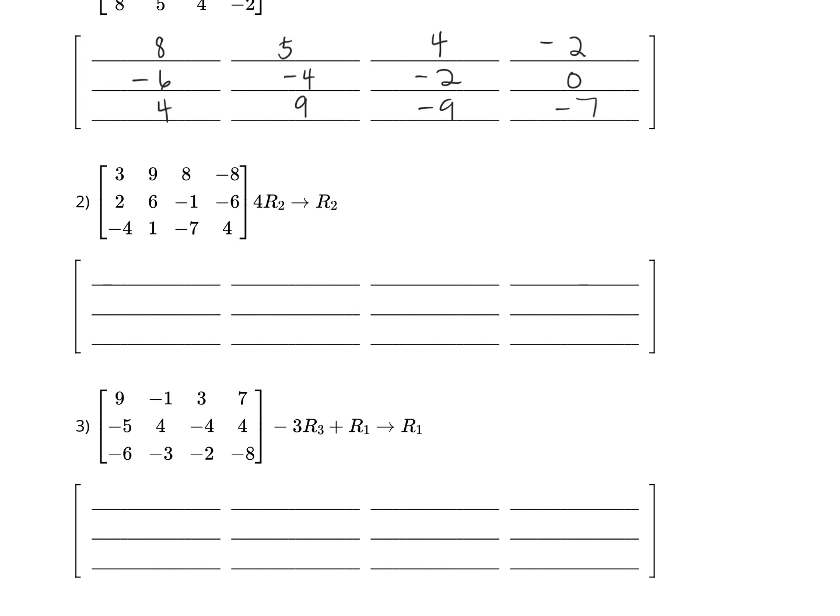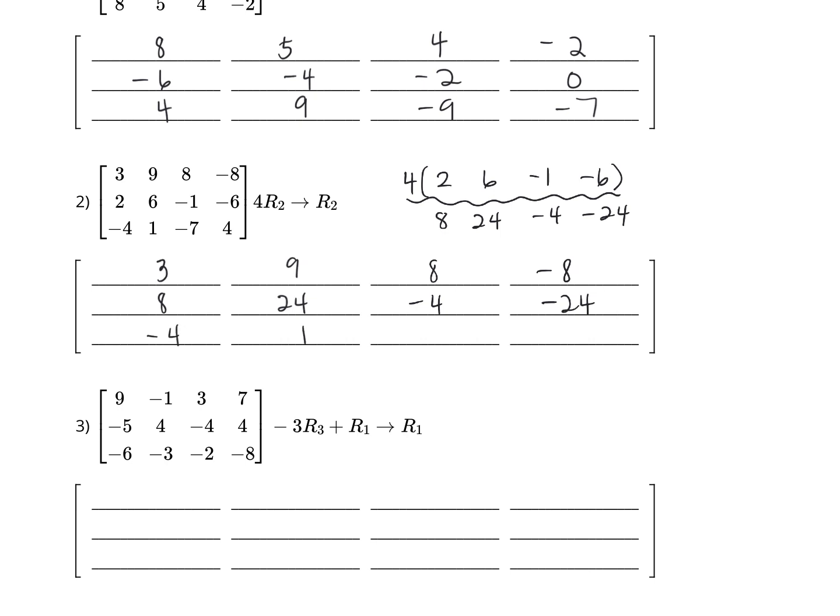The second one, they want us to multiply row 2 by 4 and then replace row 2 with that. So we're going to do 4 times row 2, 2, 6, negative 1, negative 6. And when we distribute that through, we will get 8, 24, negative 4, negative 24. So that's going to become our new row 2. So 8, 24, negative 4, negative 24. And then the rest of the rows stay the same. So 3, 9, 8, negative 8, and negative 4, 1, negative 7, 4.